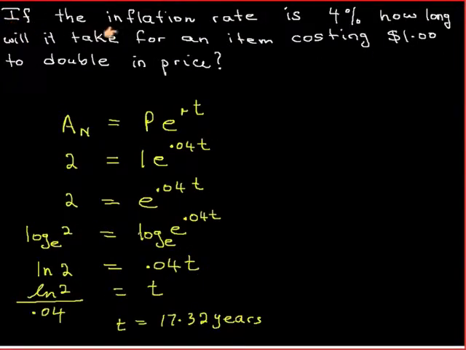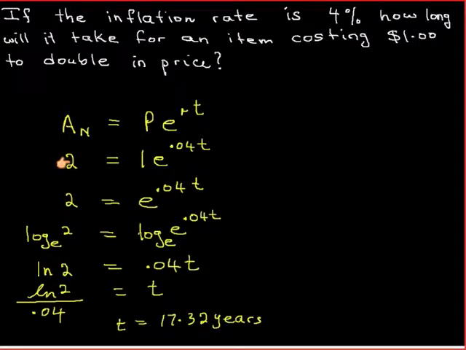I have one more example here. If the inflation rate is 4%, how long will it take for an item costing $1 to double in price? Here, nothing is being compounded at a regular interval. It's continuous. You'll use the continuous formula. So the amount now would be the amount you started out with, e to the power RT, where R is the rate. In our case, it's 4% or 0.04. And we are solving for t this time.